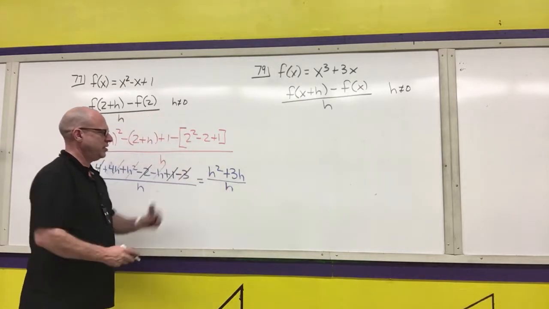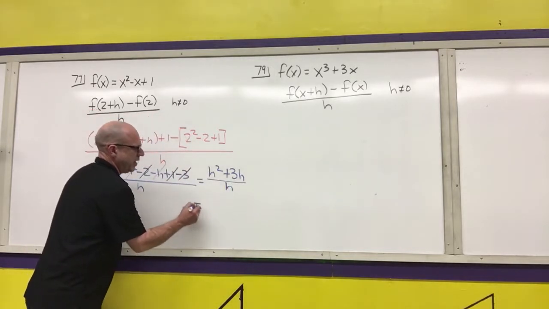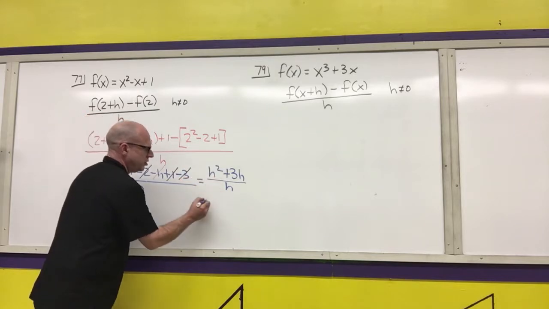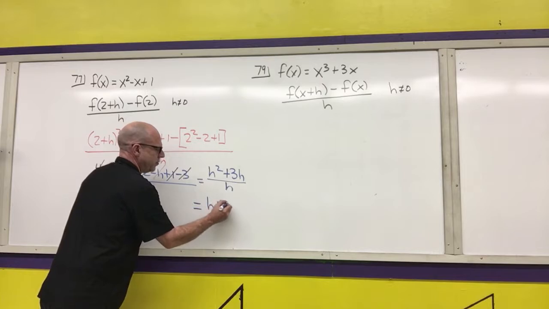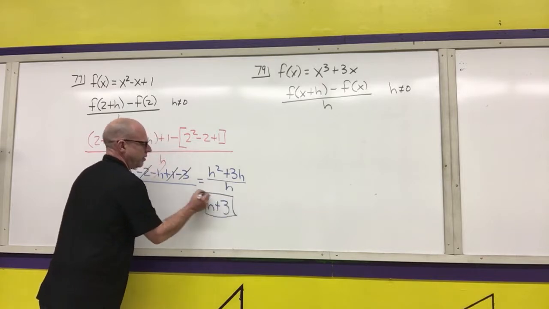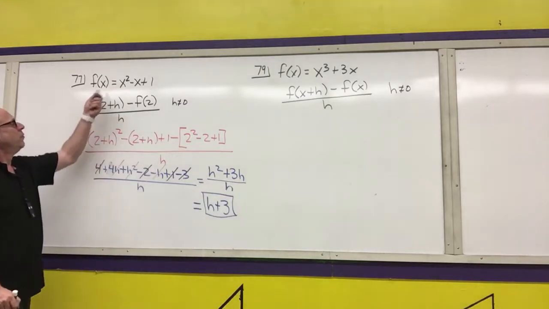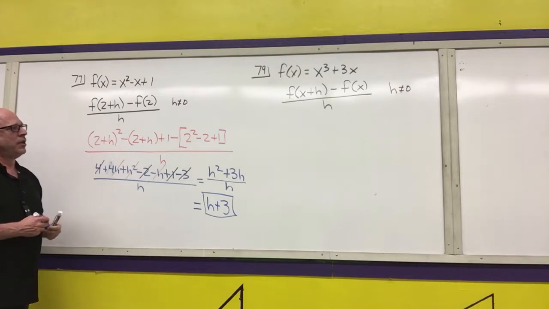Every term has an h in it, so I'm going to divide everything by h. h squared divided by h is h. 3h divided by h is 3. So the final answer to that problem is h plus 3.